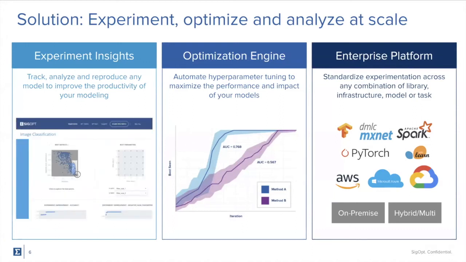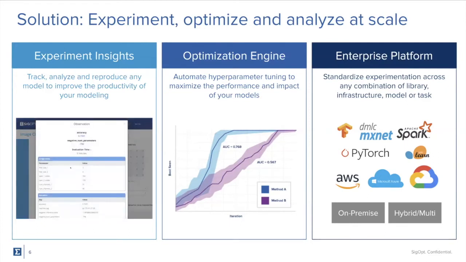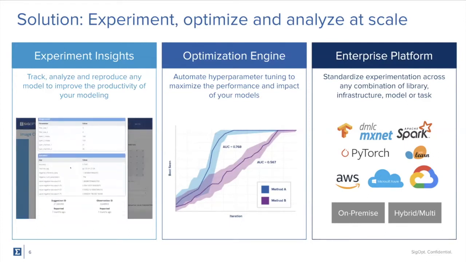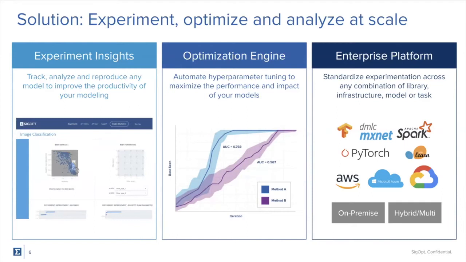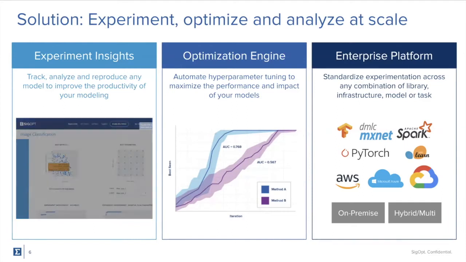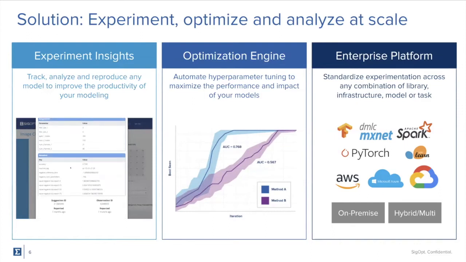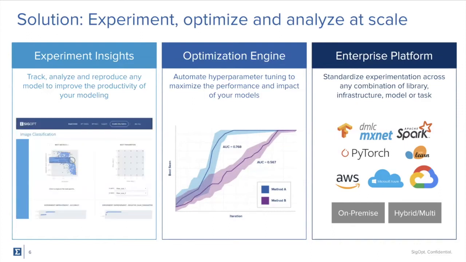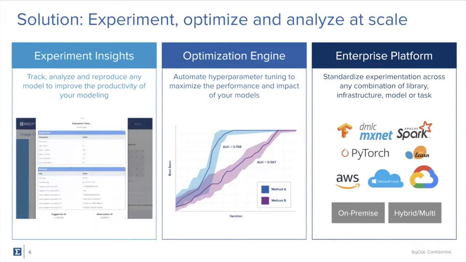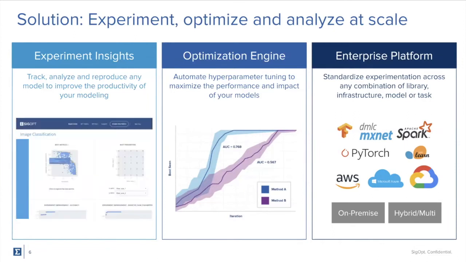And the third component, or the third pillar, is essentially the enterprise scalability, because we're not limited to anything when it comes to infrastructure, libraries, etc. All the things we do runs through a REST API, which essentially means we're never touching your data, we're never touching your models, and we can run any sort of system that you have in place.